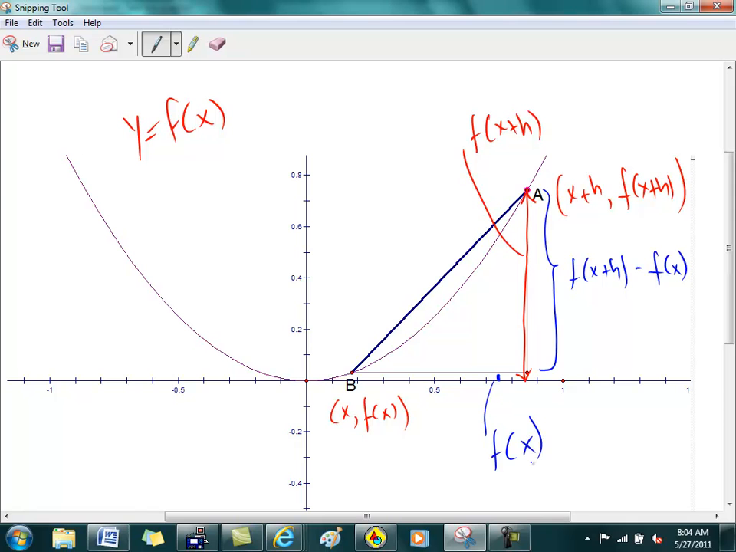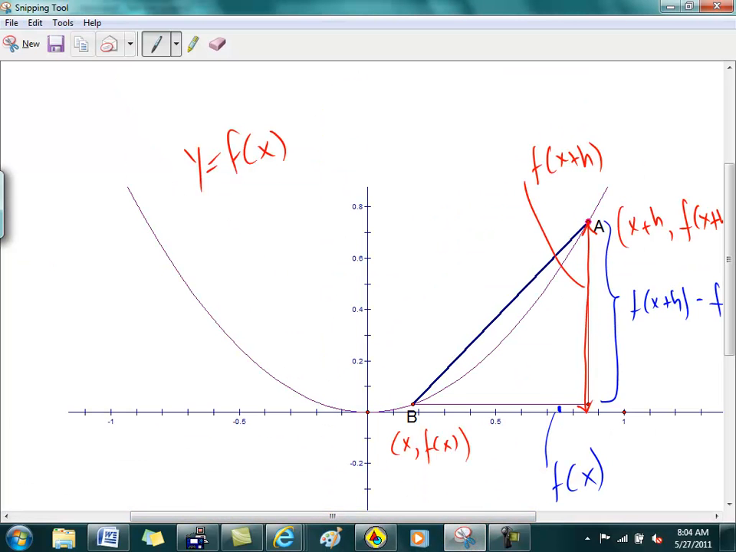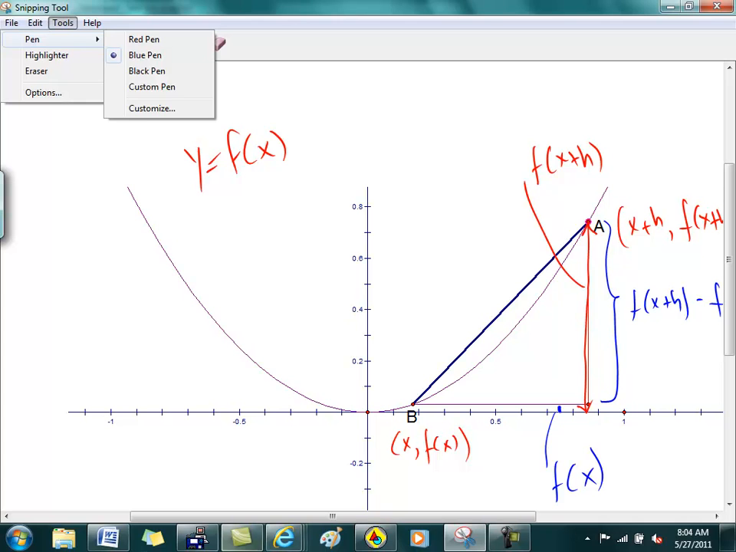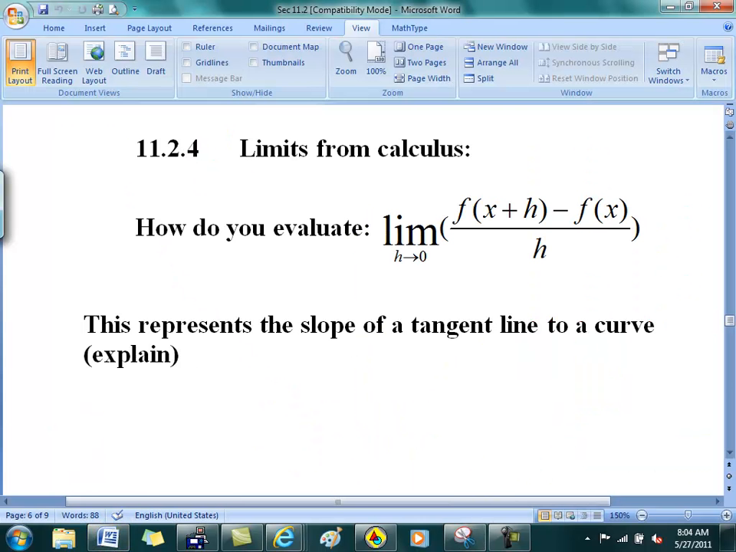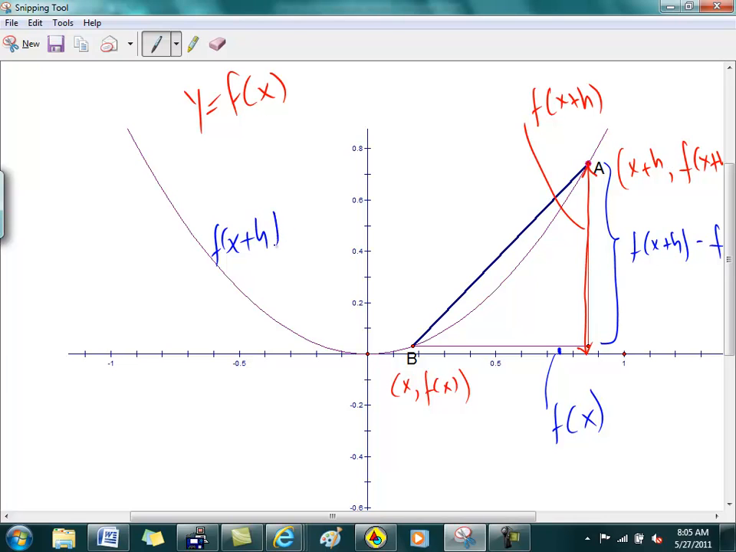Then take a look at this. Look at what we had earlier. So keep this equation in mind. Don't forget that. Keep it at the back of your mind. So I have f(x plus h) minus f(x) over h. This is a right angle here.